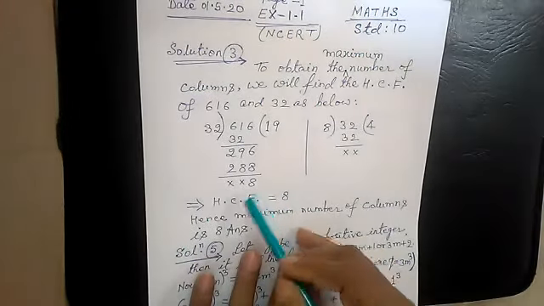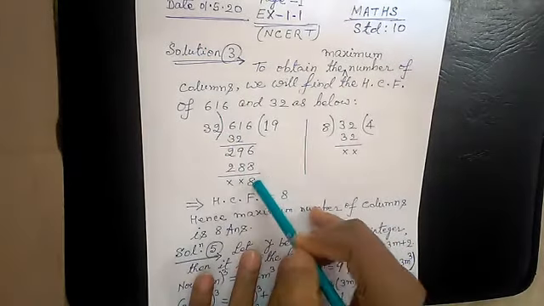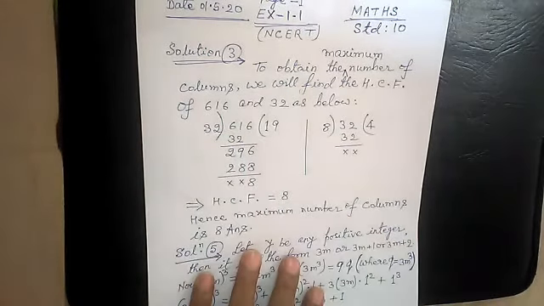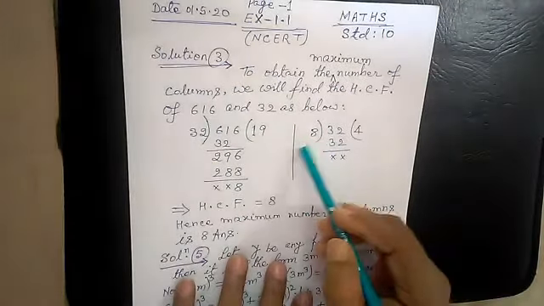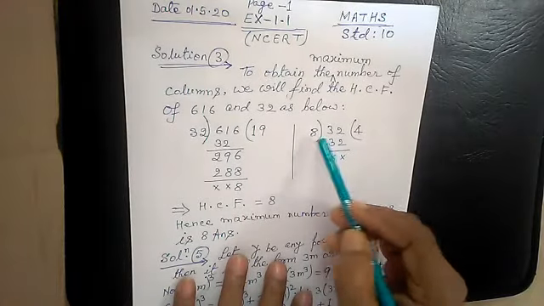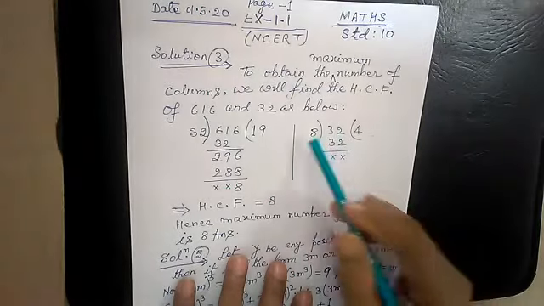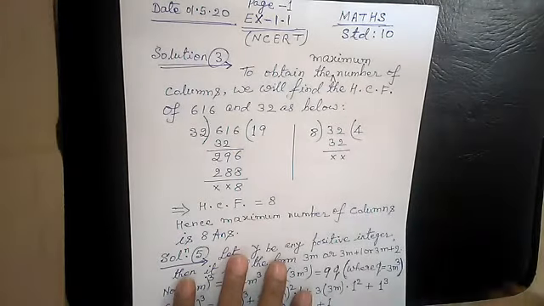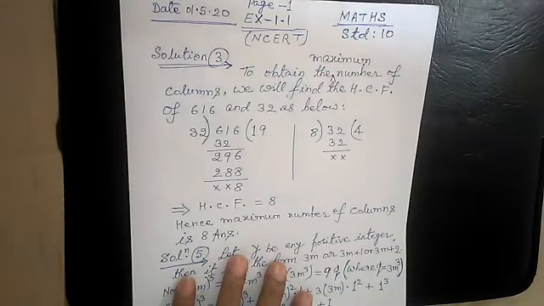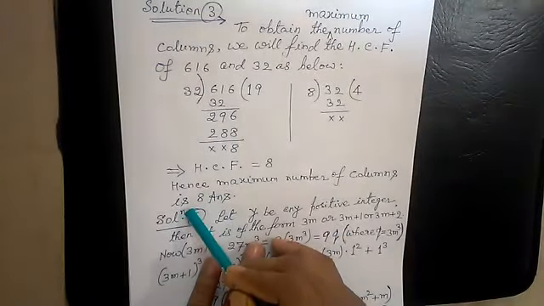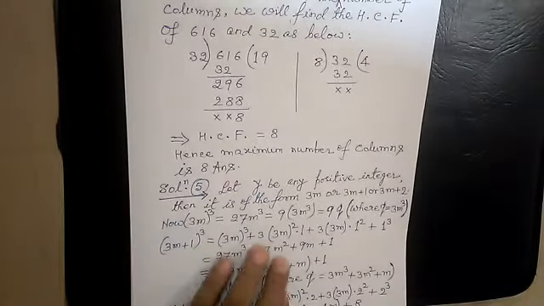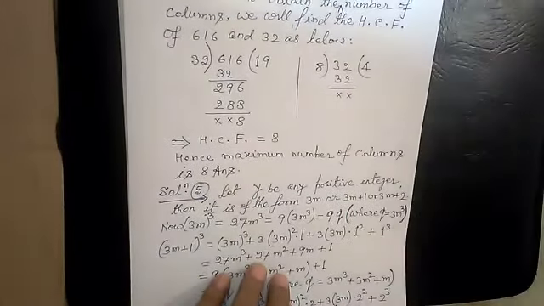And you know that this remainder will be the new divisor, and the divisor will become the dividend. That's why we again start the division, continuing the process, and now divide 32 by 8. 8 times 4 is 32. Now the remainder is 0. Obviously, when the remainder is 0, the last divisor is the HCF. So HCF is equal to 8. Hence the maximum number of columns is 8. That is the answer.